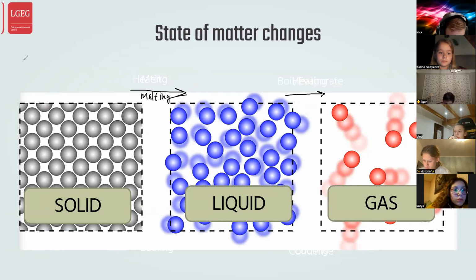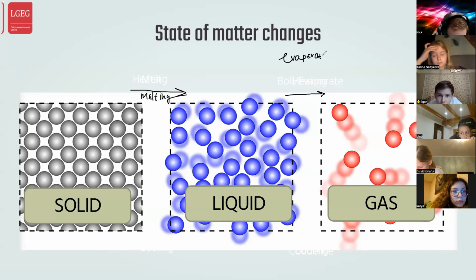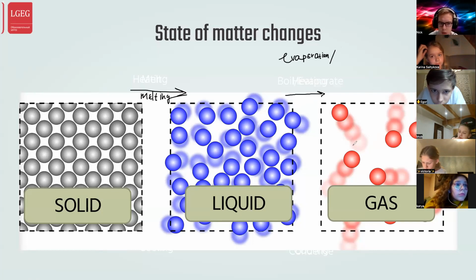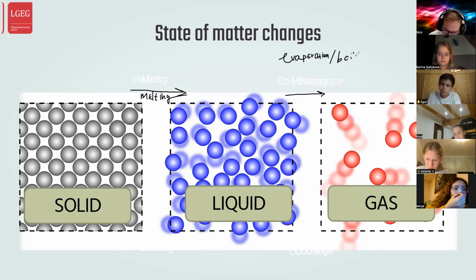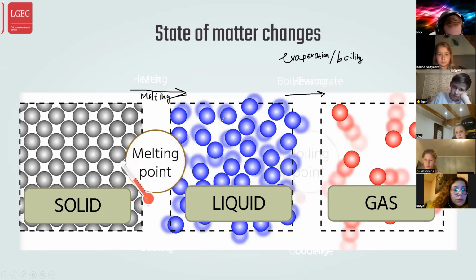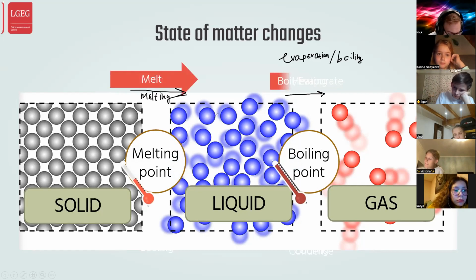What is the name for the process of liquid turning into gas? Evaporation. Good. Or there is another option that they can call it. Liquid into gas. Evaporation, or there is one more option. It is called boiling. Yes, boiling. You have two options here, melting and boiling.